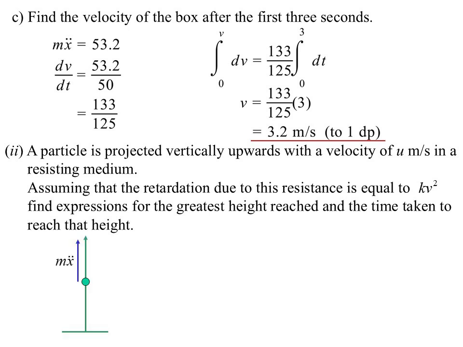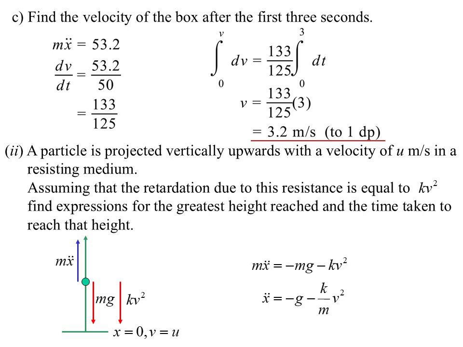The actual forces in the problem: I've got the force due to gravity going down, but I also had this resistive force of retardation, kV squared, going down. They were my initial conditions, x equals 0, v equals u. I can create my equation of motion there. There it is: acceleration is minus g minus kv squared on m.